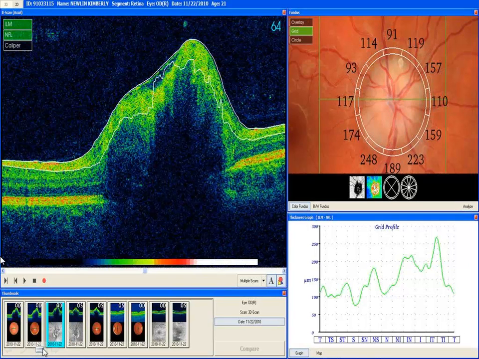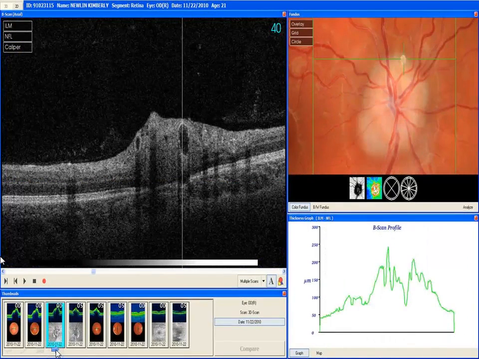So we'll keep that in mind. By the way, if there's going to be a field defect, you would anticipate the field defect will be inferior, based upon the fact that the nerve fiber layer is thinner superiorly. Okay, so there's a disc drusen. Obvious disc drusen. We'll get it into the crosshairs of the OCT, and that's what a disc drusen looks like.